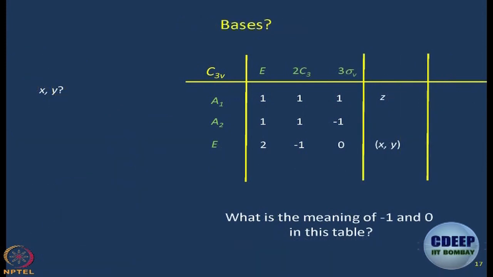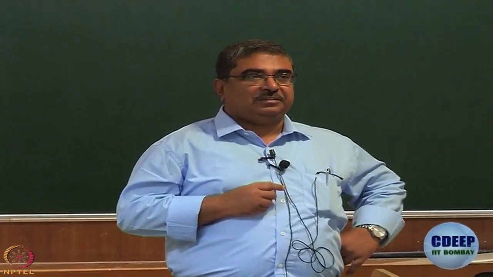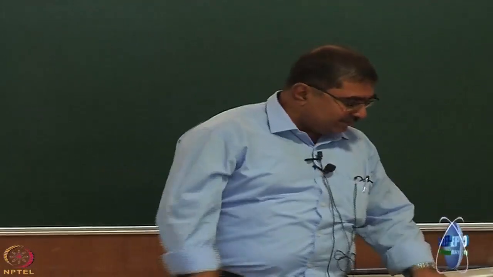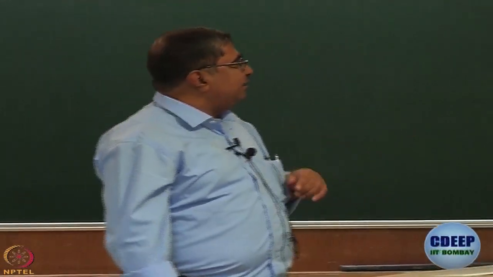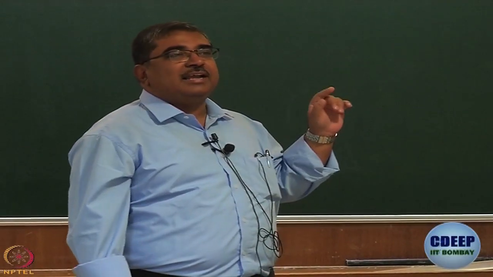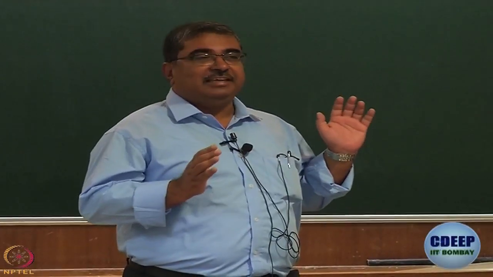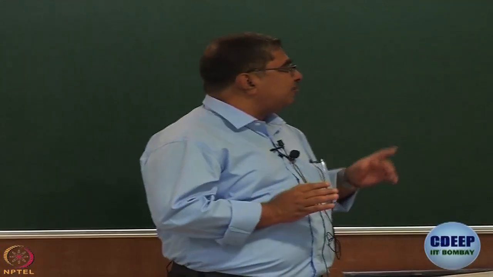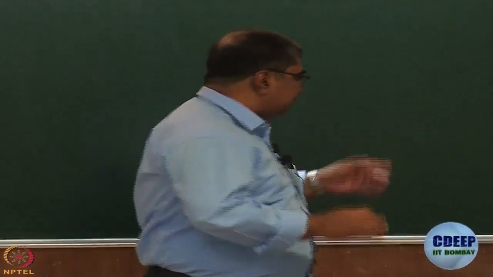Then C3V we have, and here for the first time we encountered a 2-dimensional irreducible representation, E in this case. Now, the question that we want to ask is, what is the meaning of -1? What is the meaning of 0? Okay. I think we asked that question, but we did not answer earlier. To do that, let us look at the basis. I am telling you that x and y jointly form the basis for E, right. So, to understand the meaning of -1 and 0 here, what we should do is, we should work out the transformation matrices for E.